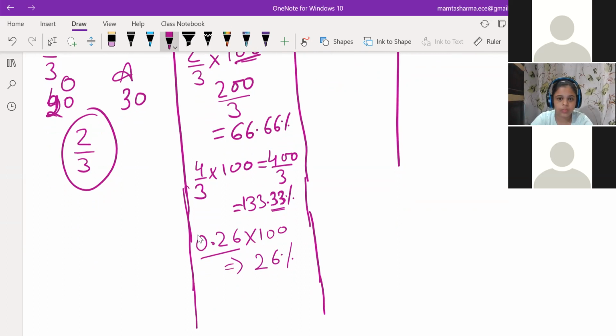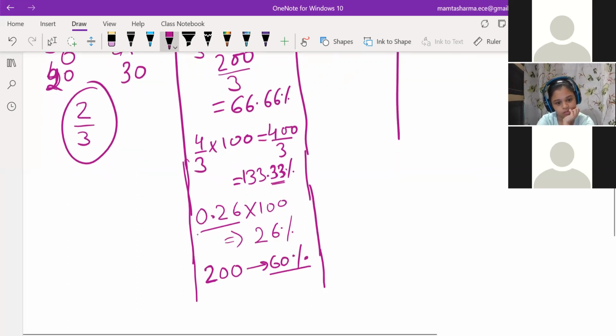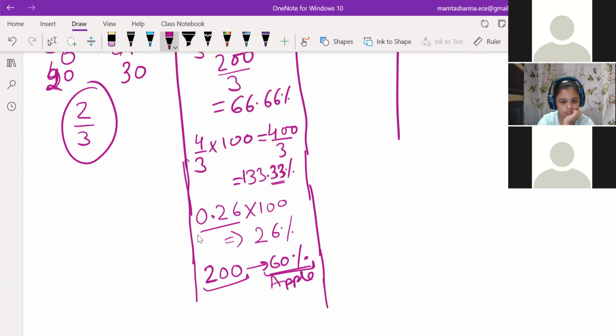If I say I am having 200 apples, okay, 200 fruits, out of 200 I am having 60% of apple. So how many apples are there? Total are 200, and out of 200, 60% are apple. It means how many apples are there?